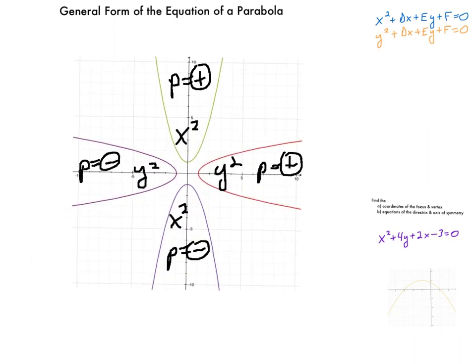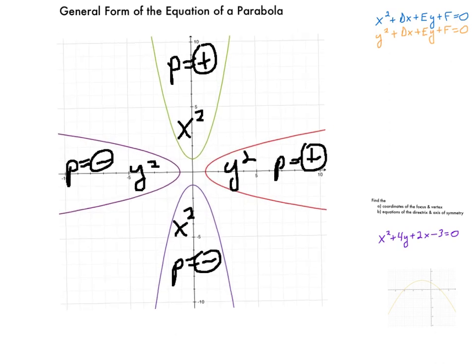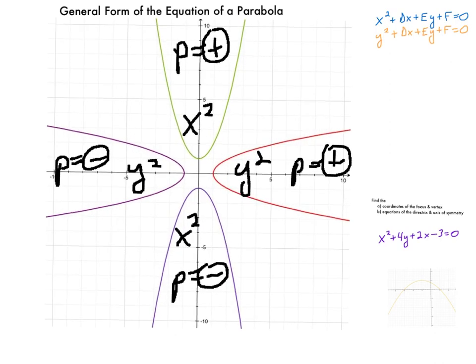I want to review that diagram we looked at earlier, and clarify that p-value. Let me make that bigger there. If this is my vertex, the p-value is the distance going from the vertex to the focus. Now, the focus is always inside the parabola.